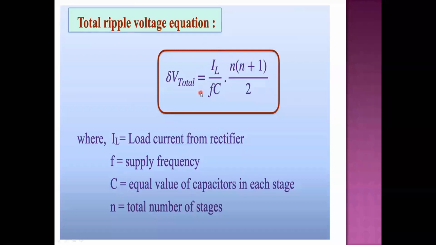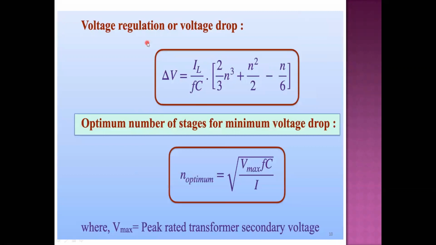And voltage regulation or voltage drop. This is the equation: del V is equal to IL divided by FC into 2 by 3 n cube plus n square by 2 minus n by 6. Del V is called voltage drop. This is the voltage drop equation.